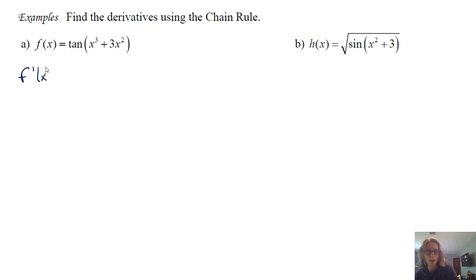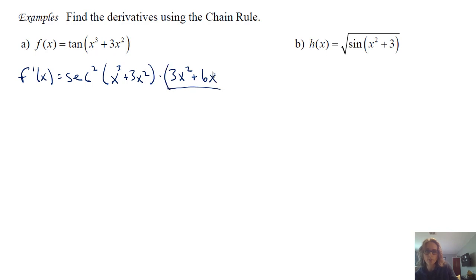So I'm going to do A. So this is going to be the secant. So derivative of tan is secant squared. So it's just going to look like that. And then I multiply that by the derivative of the inside. So inside stays the same. And then I do have to multiply by the derivative of the inside. So 3x squared plus 6x.